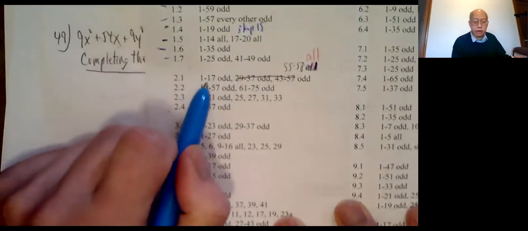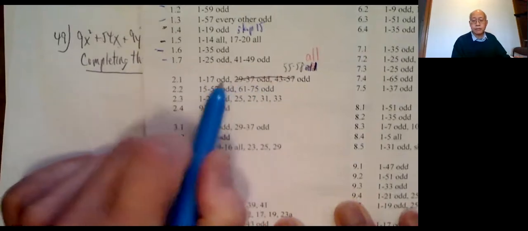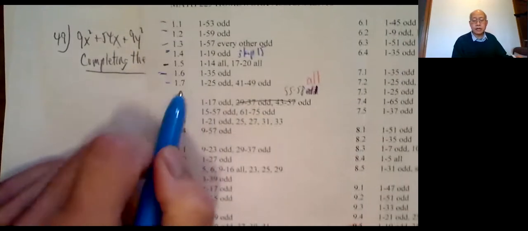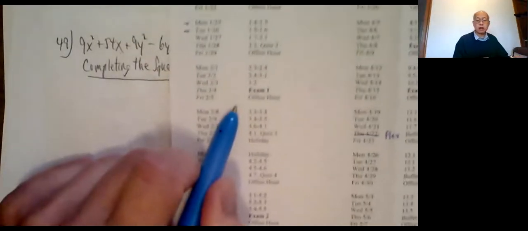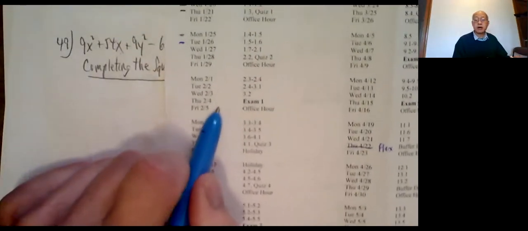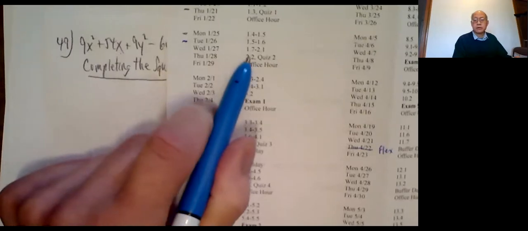2.1 is just on the quadratic formula. You've seen the quadratic formula before. I'm throwing all this stuff out. Remember, we're not having a test on this here. We're having a test covering chapters 1 and 2, and that would be Thursday the 4th, it looks like.